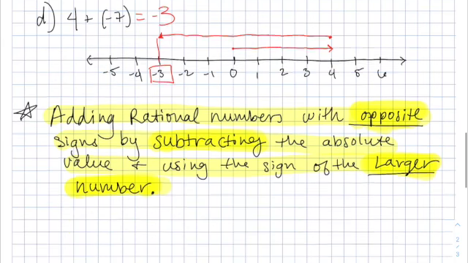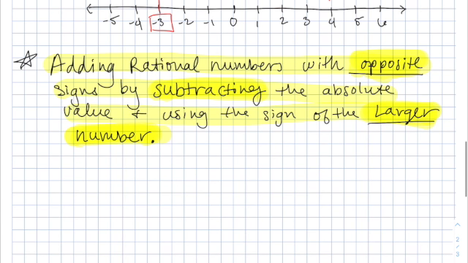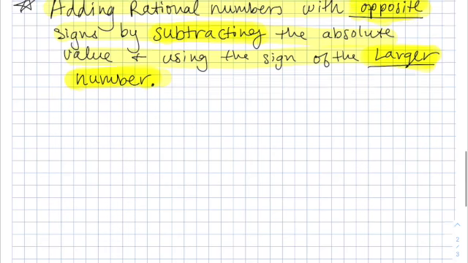Okay, so when we're adding rational numbers with opposite signs, we do that by subtracting the absolute values and then using the sign of the larger number. It doesn't matter what order we subtract the numbers in, as long as we use the sign, and when I say sign, I mean positive or negative, of the larger number.